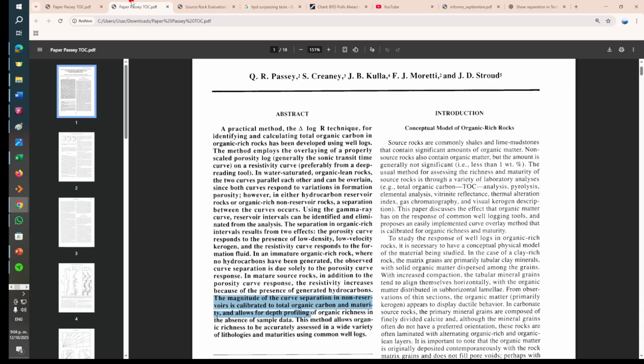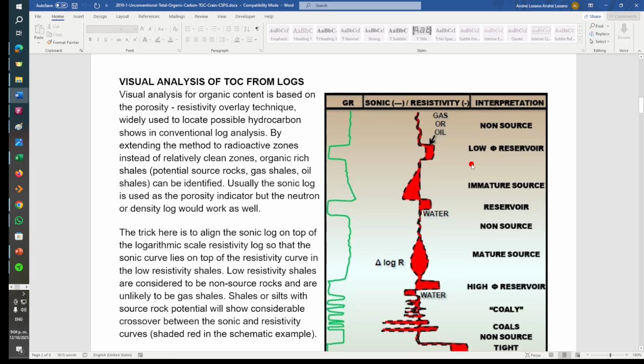The only thing that you have to have in mind is that this method only works in non-reservoirs, to identify the organic-rich rocks in the non-reservoir rocks. And you need to have in mind as well the maturity level.